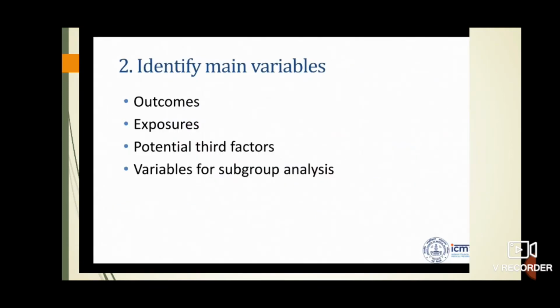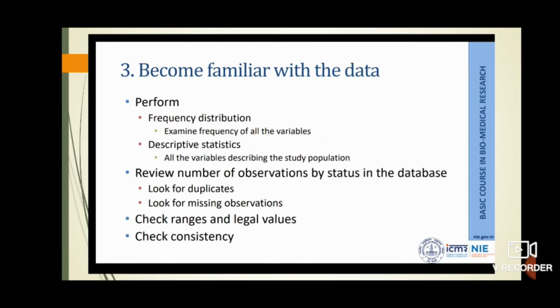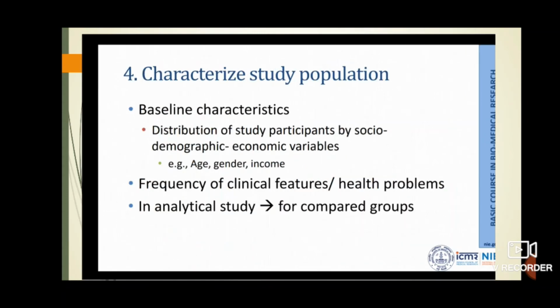And then we have to identify the main variables. What is the outcome variable, what is the exposure, what is the potential third factor, and what are the variables of the subgroups. Then we have to become familiar with the data. We have to produce the frequency distribution. We have to conduct the descriptive statistics, like all the variables describing the study population have to be studied. Then we have to review the number of observations by status and database, like we have to look for duplicates or missed observations. Then we have to check the range and legal values and check the consistency.